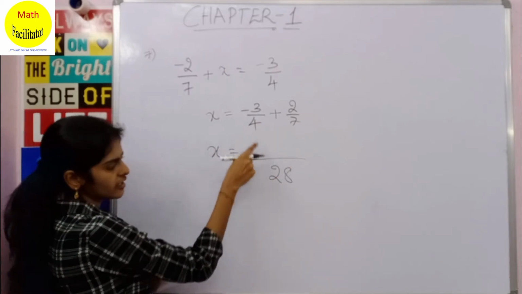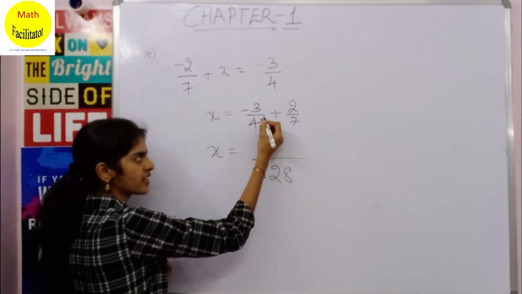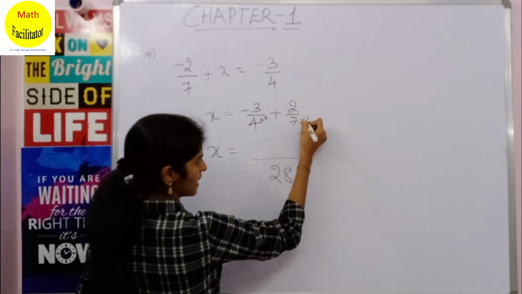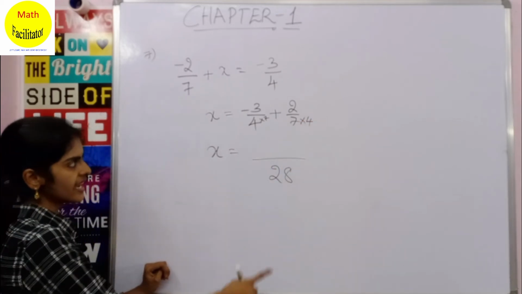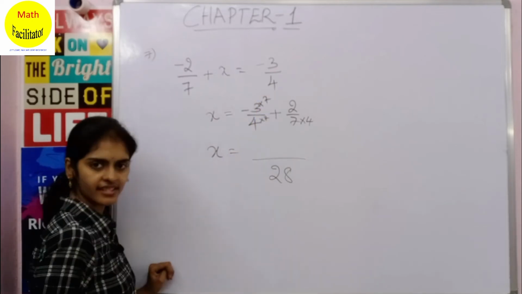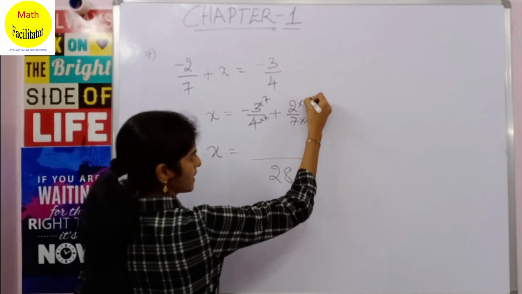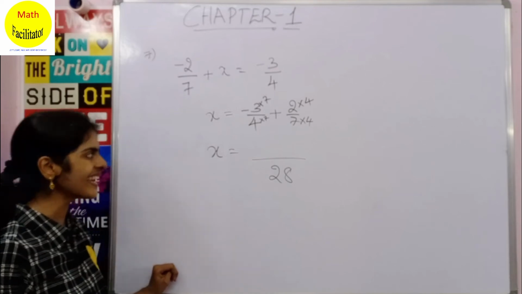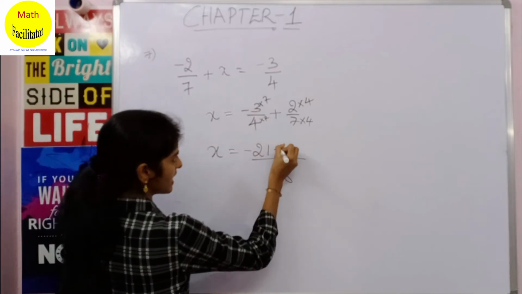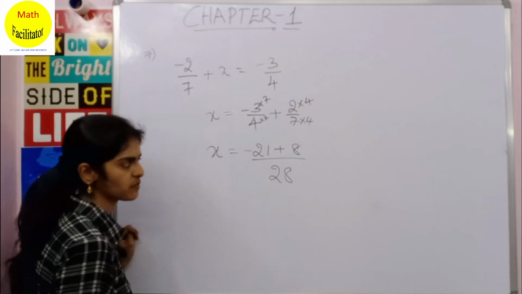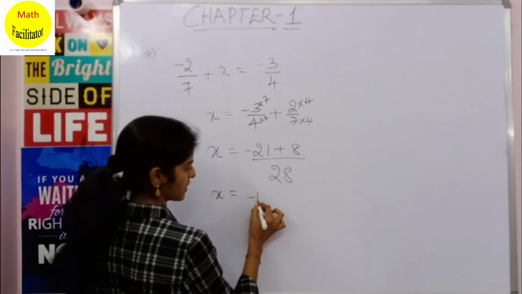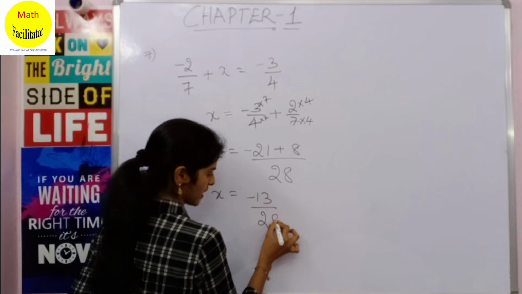Now to equate the denominators you have to multiply 4 with what? With 7. Since 4 7s are 28, and here 7 you will multiply with 4. Okay, since you are multiplying the denominator with 7, numerator also you will multiply by 7, and here also numerator you will multiply by 4. Okay, so now minus 3 into 7 is minus 21 plus 2 4s are 8. Okay, so x is equal to minus 21 plus 8, which is nothing but minus 13 by 28.